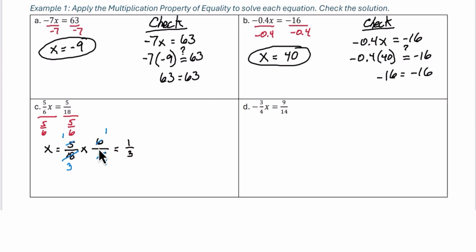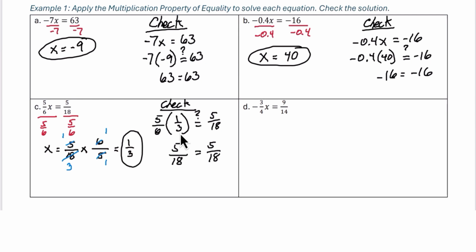Again, we can check this. We have 5/6. We're going to replace x with 1/3. And we're asking, is that equal to 5/18? 5 times 1 is 5. 6 times 3 is 18. And notice we get a true statement, which tells us 1/3 is the correct solution.